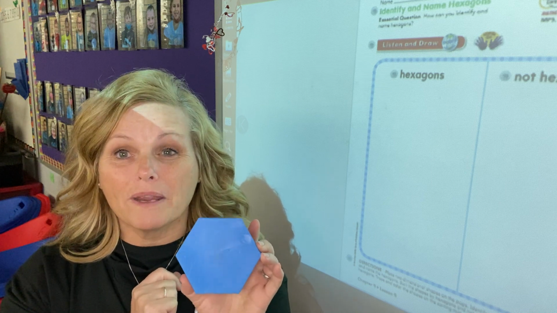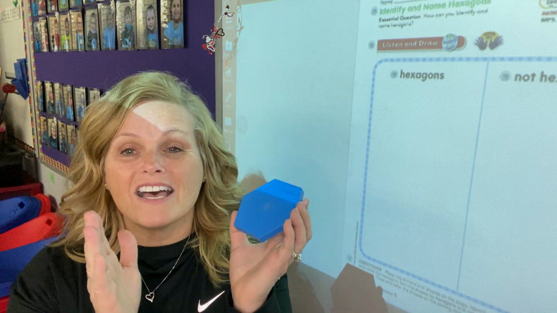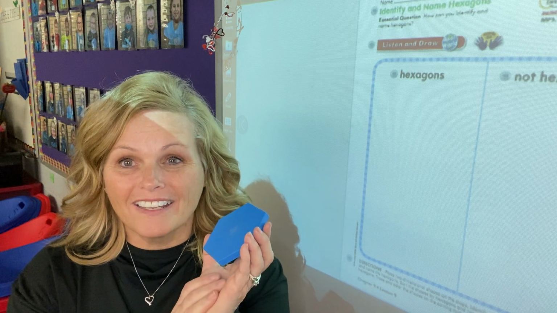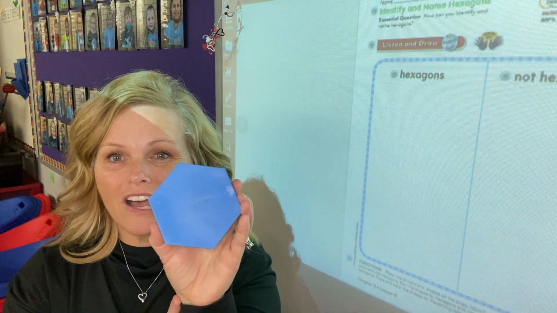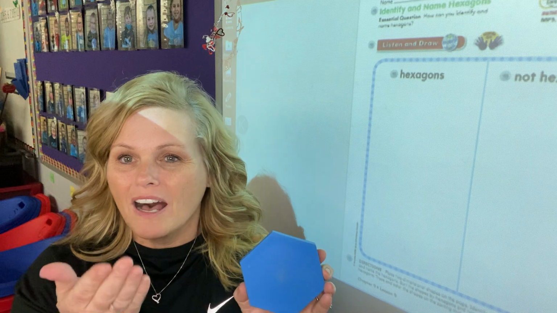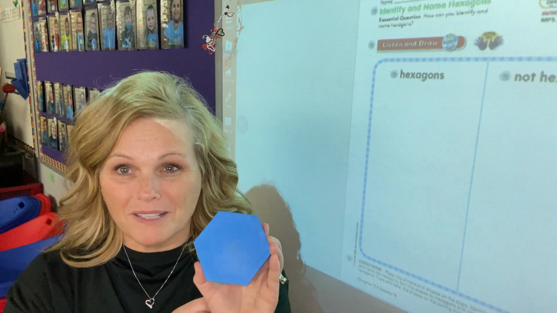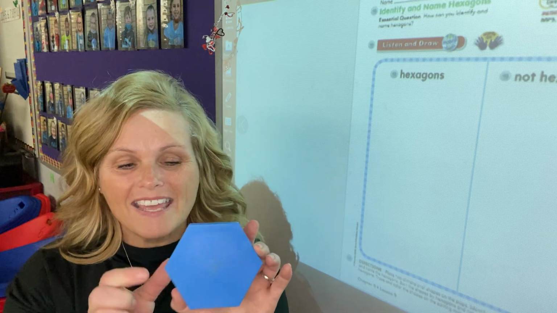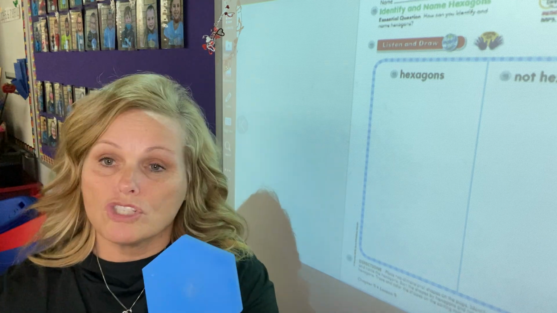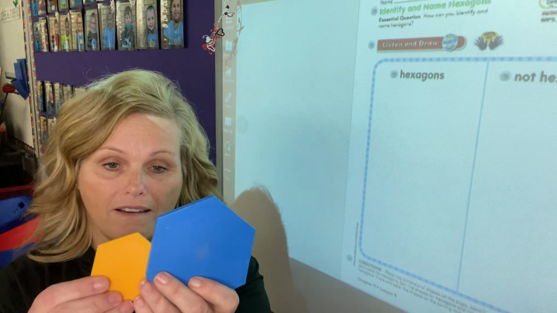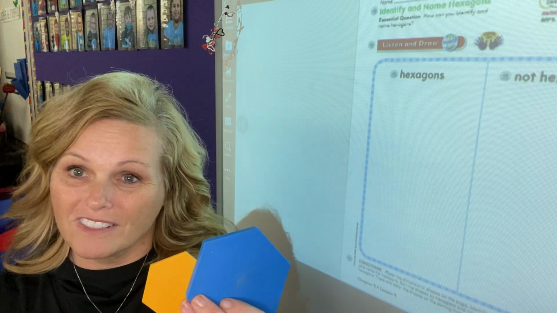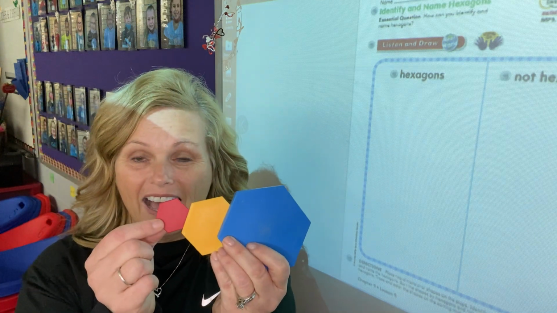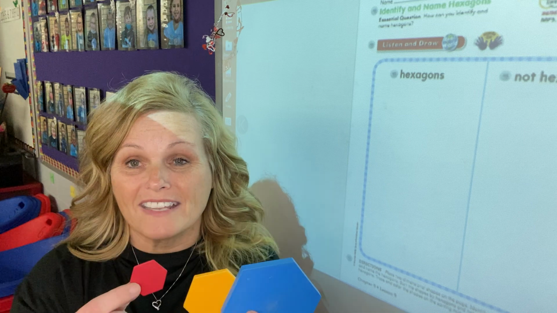Hexagon. Let's break it apart. Hexagon. 3 syllables, hexagon. What letter do you think hexagon begins with? H. Very nice. Hexagon. Now, did you notice that my hexagons were all different colors? And they're also all different sizes.